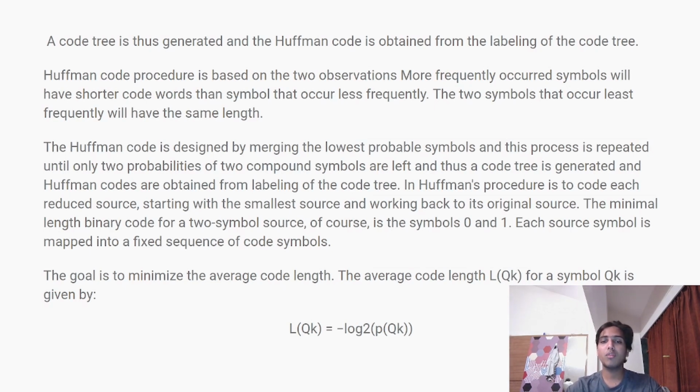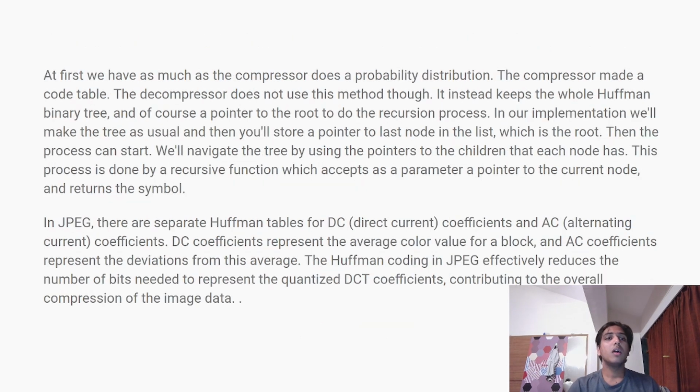This is the formula for finding the average code length of the Huffman code: L is equal to minus the sum of p log base 2 of p. At first, the compressor has the probability distribution. The compressor made a code table. The decompressor does not use the same method though.